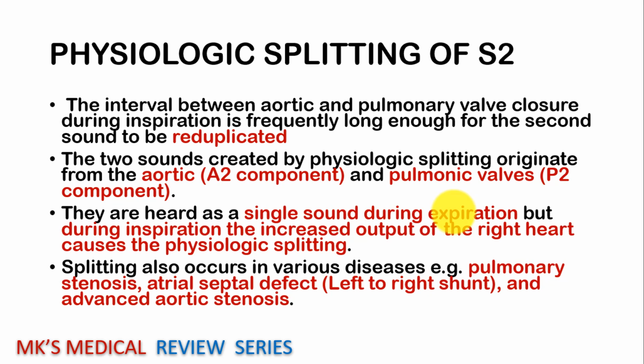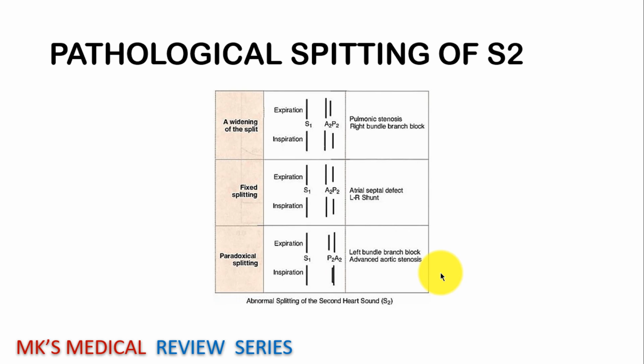Some conditions may cause splitting of the second heart sound, such as pulmonary stenosis, atrial septal defects, the left to right shunts, and of course advanced aortic stenosis. Here are some pathological examples of S2 splitting. So as we can see here, this is a widened splitting of the S2 heart sound that's seen in pulmonary stenosis and right bundle branch block. A fixed splitting, where there's a fixed distance. This is known as atrial septal defects, the left to right shunts. And then of course you have paradoxical splitting where the P2 component comes before the A2 component. This is seen in left bundle branch block and advanced aortic stenosis.